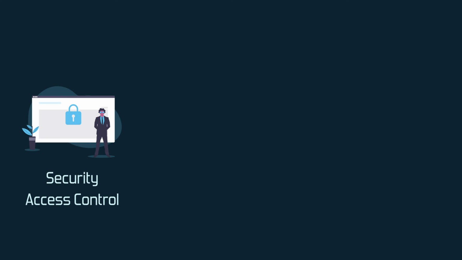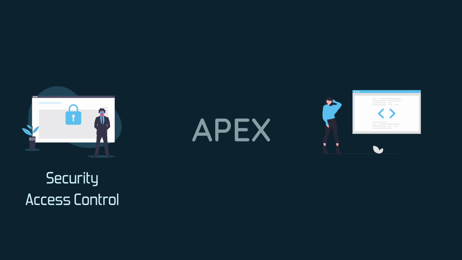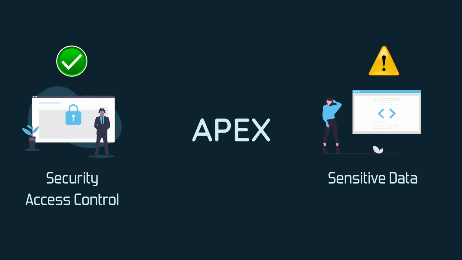In the same way, a developer working on Apex also needs to make sure that their code does not inadvertently provide access to sensitive data that a user normally would not have had access to. If an administrator has already taken care of the user's security and access controls, then why does the developer need to worry about it again?